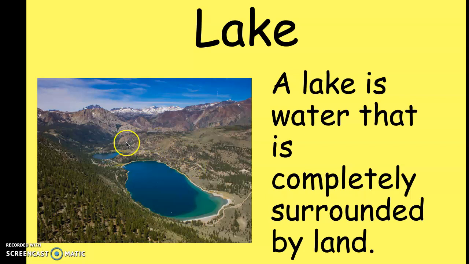Lake. Like an island, but a little bit different. A lake is surrounded by land, instead of being surrounded by water. So here we have a lake, and then a smaller lake. Sometimes lakes are man-made, like this one might be. This one looks pretty natural.